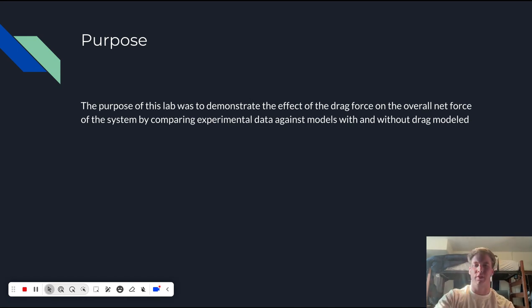The purpose of this lab is to demonstrate the effect of the drag force on the overall net force of the system by comparing experimental data against models with and without drag modeled. We'll get to what that means more later, but essentially, you have a paper ball, drag affects it, how does drag affect it, and what are the implications of that for the modeling of it.